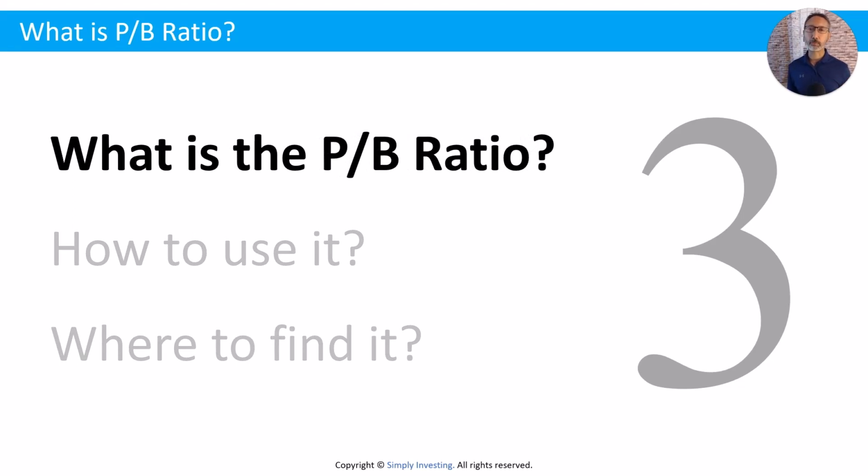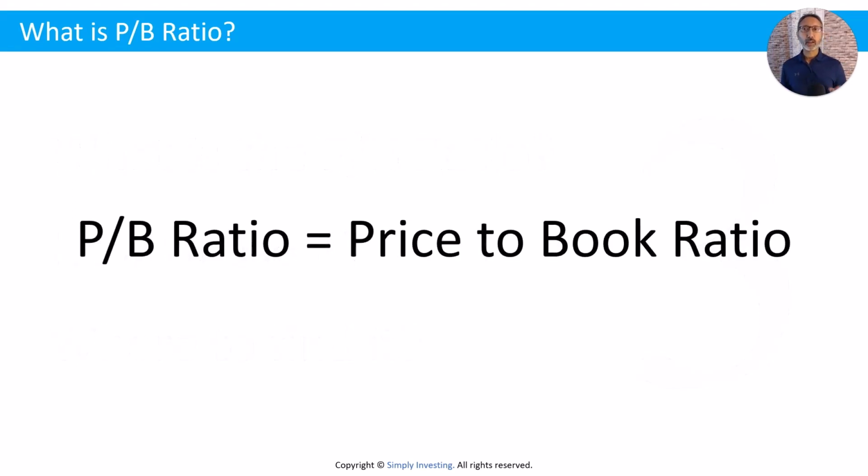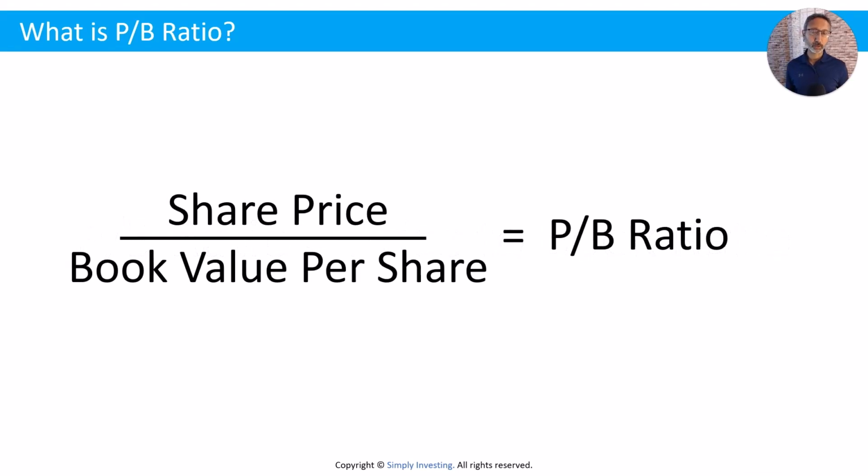What is the PB ratio? The PB ratio simply is the price to book ratio. So what does that mean? The formula is really simple. You can see it up on the screen. It is the share price divided by the book value per share.